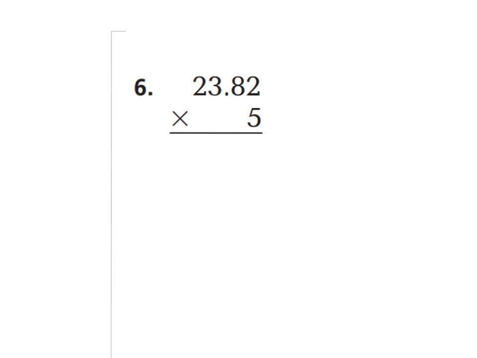Okay, let's try number 6 together. It's 23 82 hundredths times 5. So let's start by knowing that our product should go to the hundredths place because in my decimal, it goes to the hundredths. So I'm going to go ahead and begin by multiplying my hundredths. If I have 5 groups of 2 hundredths, that would be 10 hundredths.